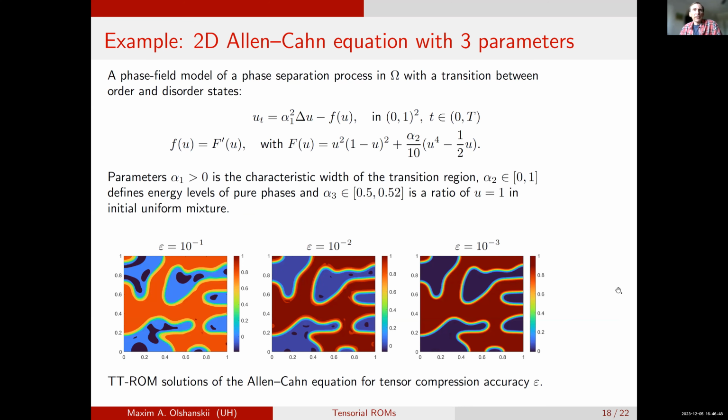All right, these are some illustrations. This is how the solution depends on the accuracy of the low rank tensor decomposition. It increases from 10 to the -1 to 10 to the -3, and 10 to the -3 is enough to have a nice solution here. So it's perfectly between 0 and 1, no undershoots, overshoots. So this is the accuracy which we want to use.